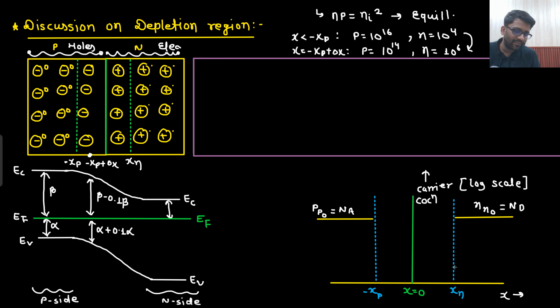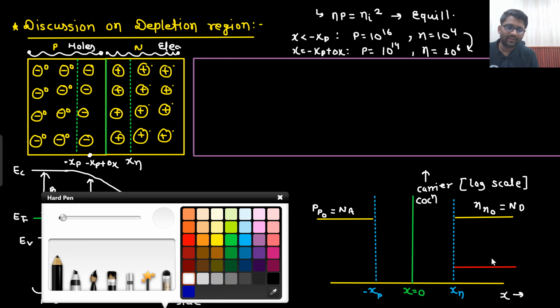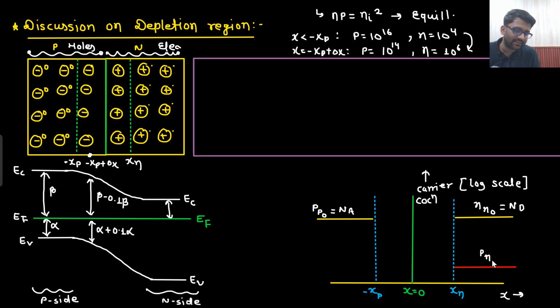So under equilibrium, the number of holes in the N side under equilibrium, that was equal to Ni square by Nd.